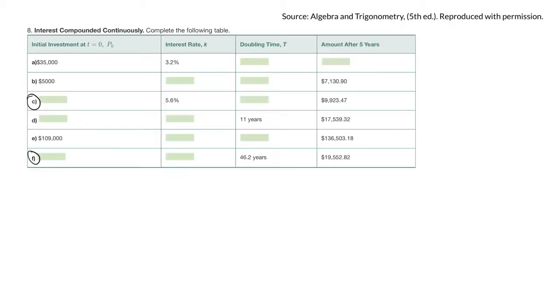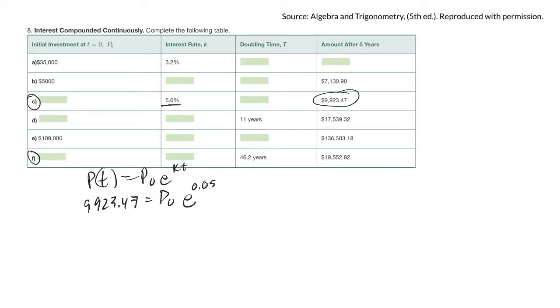Okay, one last question. This one here, interest compounded continuously. Again, we're using the same formula. Here, they're wanting to know what the initial investment is if I know what the final investment is. That's a funny question. So P of t equals P0 e to the kt. So they want to know P0. So P of t is 9923.47. P0 e to the k, that's this, 0.056. And it happened in, what's my time? Oh, it says after 5 years. So it'd be times 5.